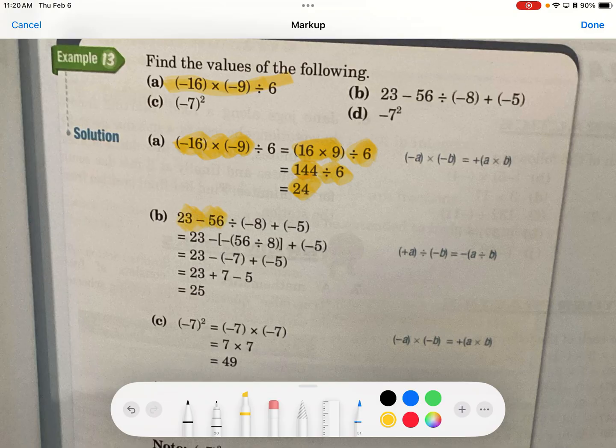Now B, 23 minus 56 divided by negative 8 plus negative 5. Whoo, buddy. So we start with 56 divided by negative 8 because that's PEMDAS. So we have this sandwich of stuff, but we have to start with division. These other guys are subtraction and addition. We got to start with the division. So the division has us doing negative 56, or minus, because we have the minus here.